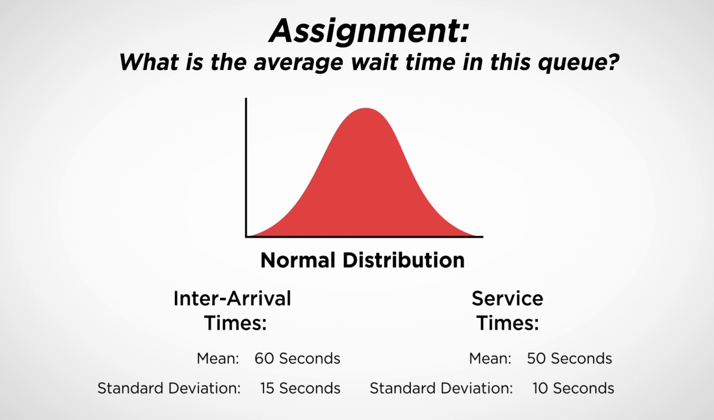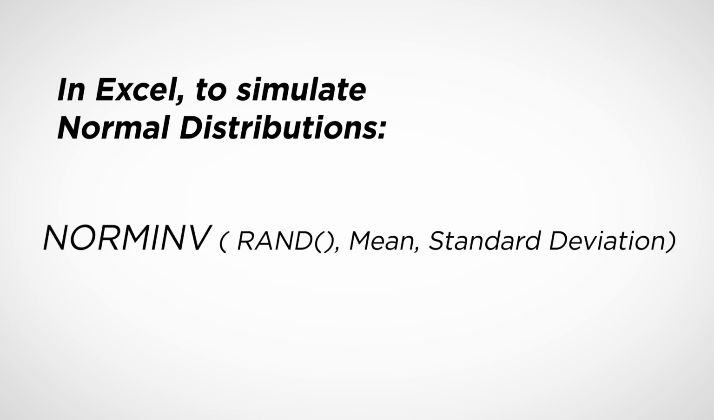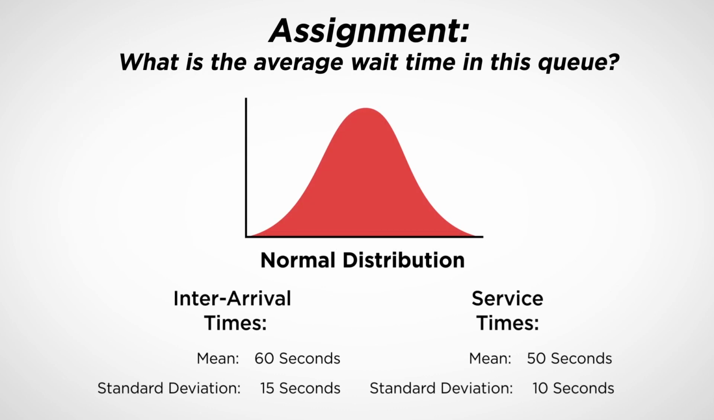To help you out, let me give you a hint that you can use the following formula to simulate normal distributions in Excel. It's NORM.INV of RAND and the mean and the standard deviation you want. When you get the answer, how does this one compare to the exponential one and the uniform? Do you think you're going to get longer wait times or shorter wait times?